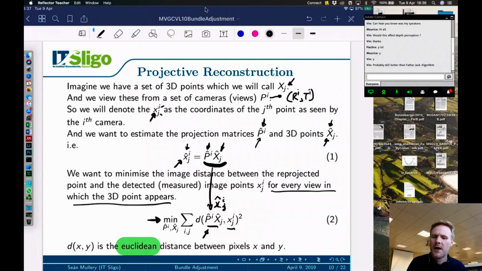So it is important to remember that sometimes you might have some sort of an indicator function here that says, did this point appear in this view? Because if it didn't, then you've got a huge distance, and you shouldn't include that in your bundle adjustment. So it's perfectly reasonable to leave some points out if they don't appear in a view, but include them for the views that they do appear in.